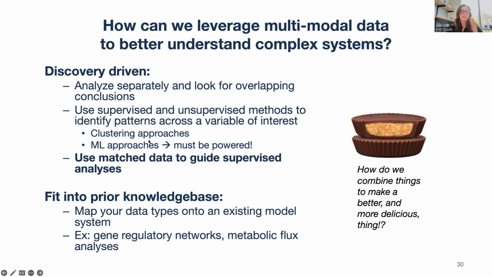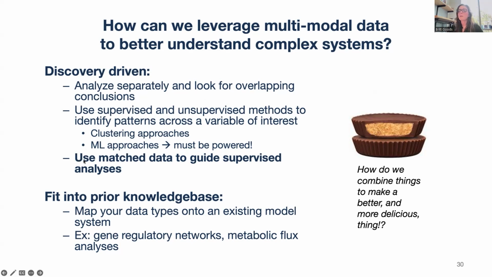This is a data set that doesn't necessarily fit super well in the machine learning approaches that you might be thinking of, because you need a lot more samples to really be powered to do those approaches. You can also use matched data to guide a supervised analysis, or you can fit into a prior knowledge base. So you can map your data types into an existing model system. This might be performing a gene regulatory analysis or a metabolic flux analysis, something like that. And so really at the end of the day, how do we combine things to make better things?